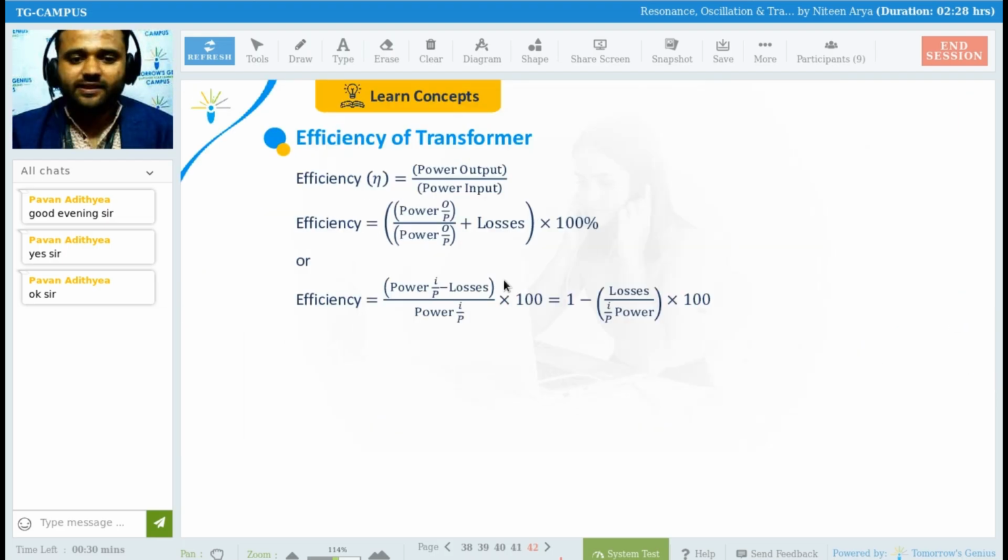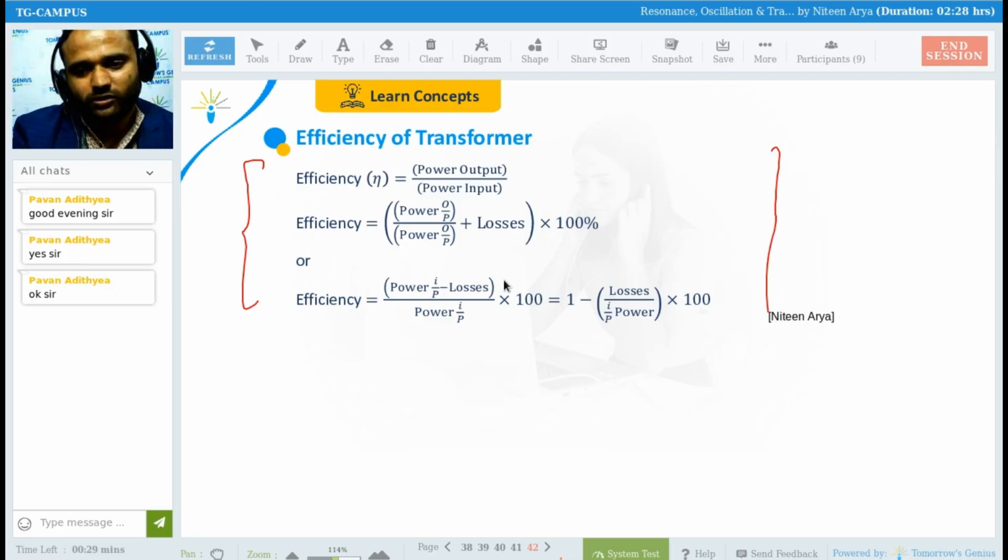Okay. Now efficiency, sometimes they ask this also. So efficiency is power output to the power input, that is, power output divided by the power input plus losses, into 100%. So efficiency is power output minus losses divided by power input into 100, which is 1 minus loss upon input power into 100. Okay. This particular formula they don't sometimes ask, not usually, but efficiency is not asked in transformer.